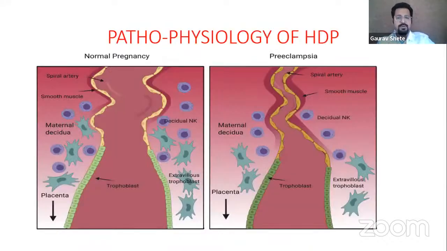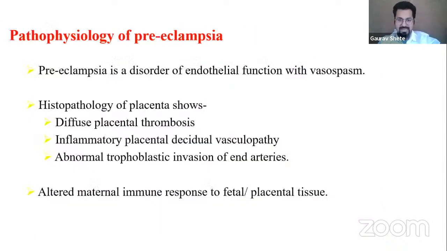So the left side picture shows how the spiral arteriole looks in a normal pregnancy. You can see it has turned into a venous sinus rather than an artery. On the right side, you can see the smooth muscular layer of the spiral arteriole is still intact because the trophoblastic wave of invasion has not reached there, so it still responds to the maternal hormonal changes, and there is constriction in preeclampsia. Preeclampsia is a disorder of endothelial function with vasospasm.